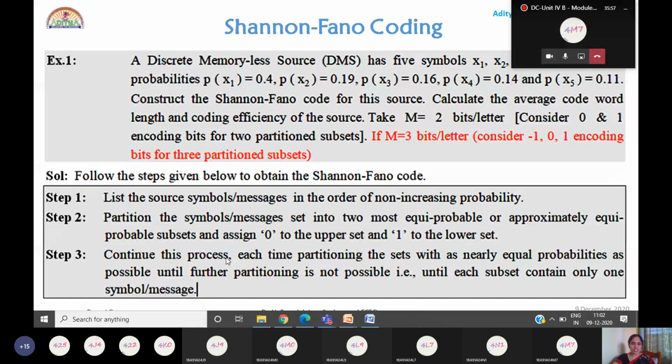So continue this process, each time partitioning the sets with nearly equal probabilities as possible, until further partitioning is not possible. Until when do you keep partitioning? Until each subset contains only one symbol or message.